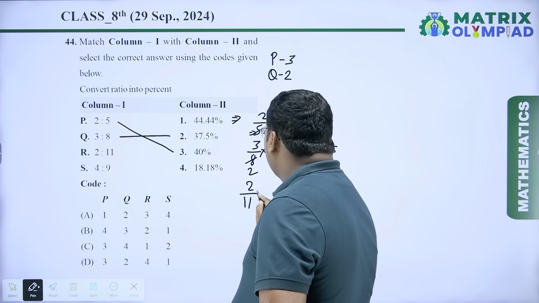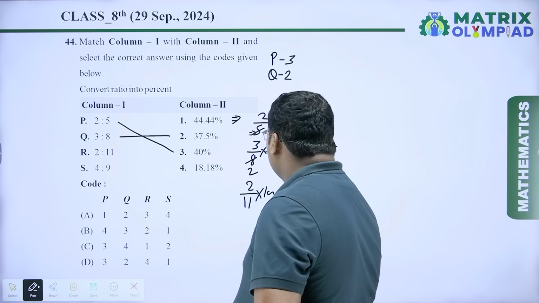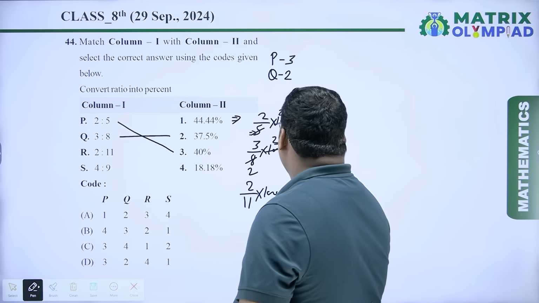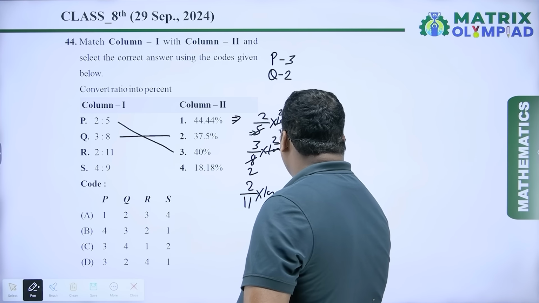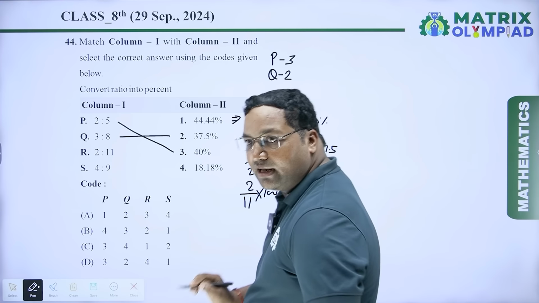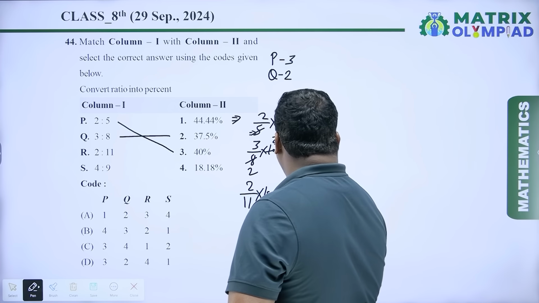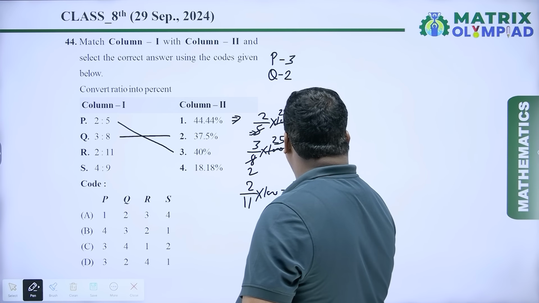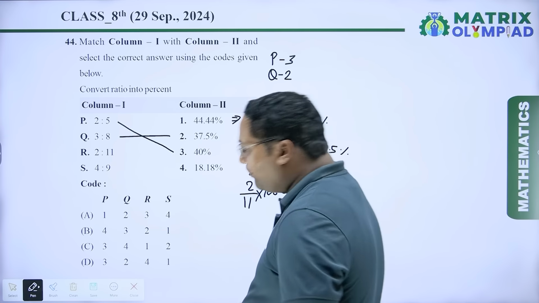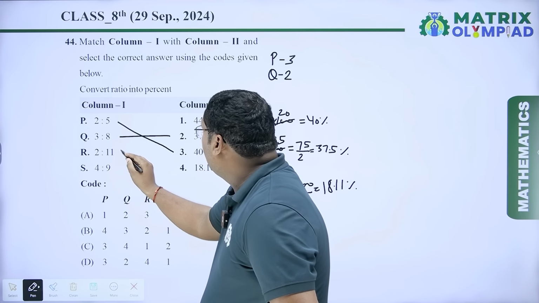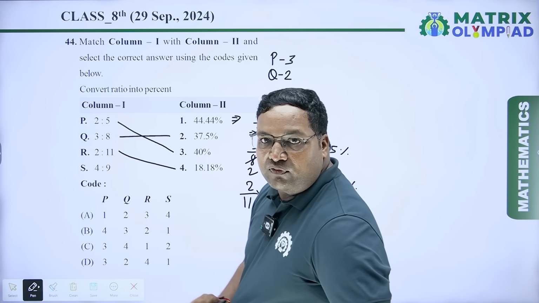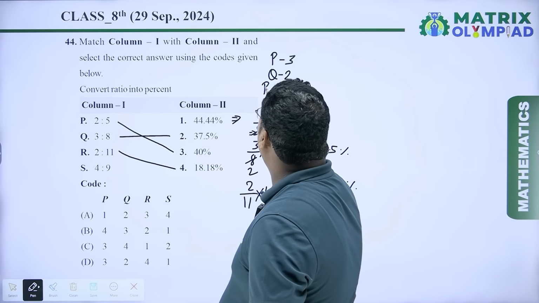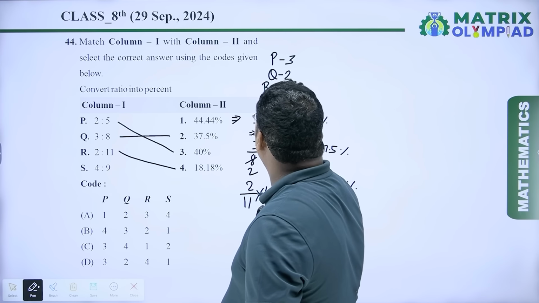Next is 2 by 11. So it is 2 by 11 into 100. So here we have to divide 200 by 11. We will get 11 ones are 11. 90, 11 8s are 88, 20, 11 ones are 11. So we will get 18.1%. So here it is a fourth option. So for R, the option number is 4.